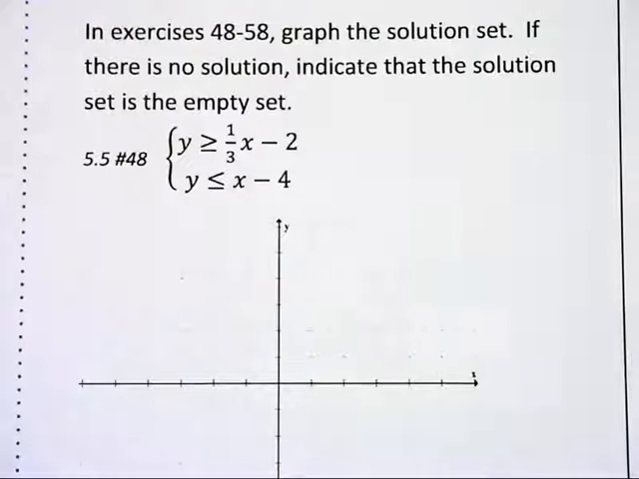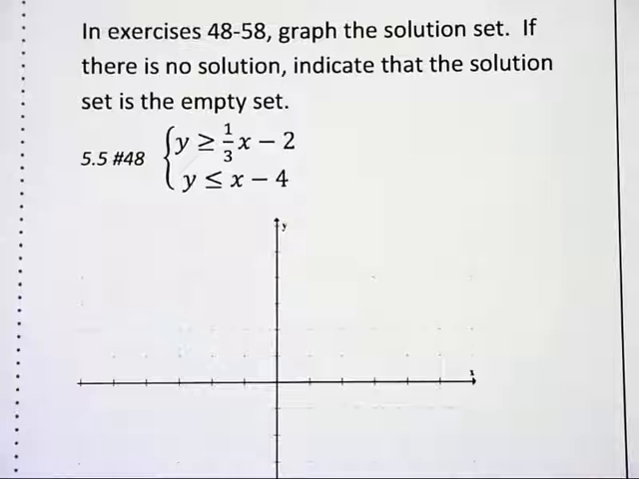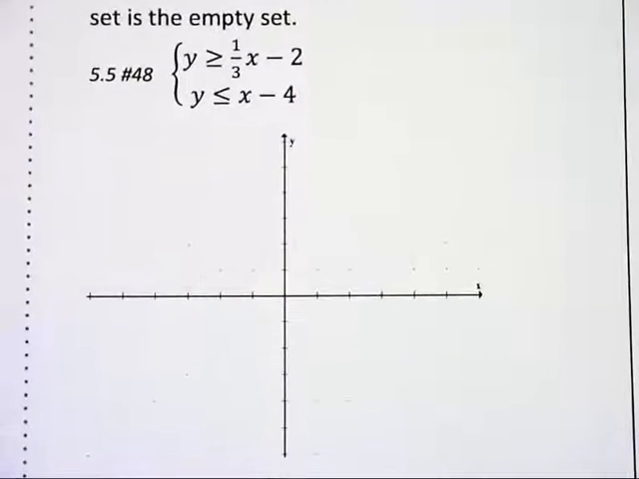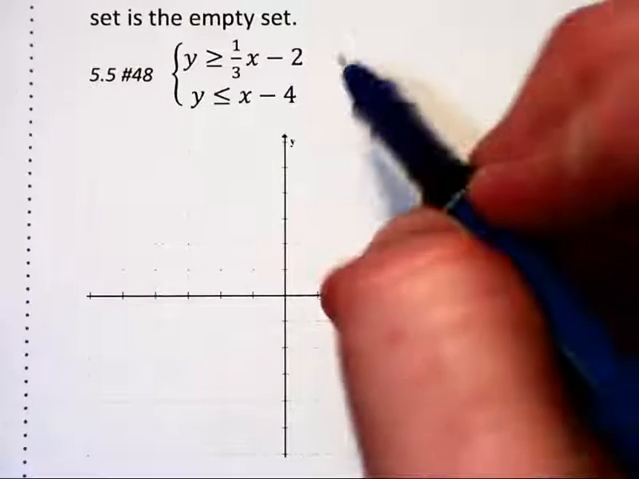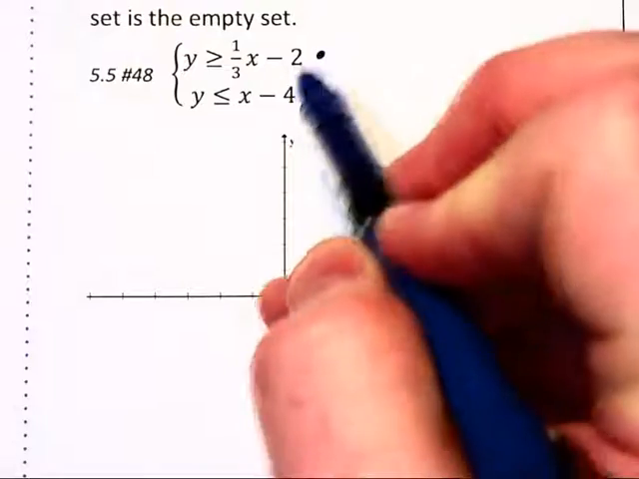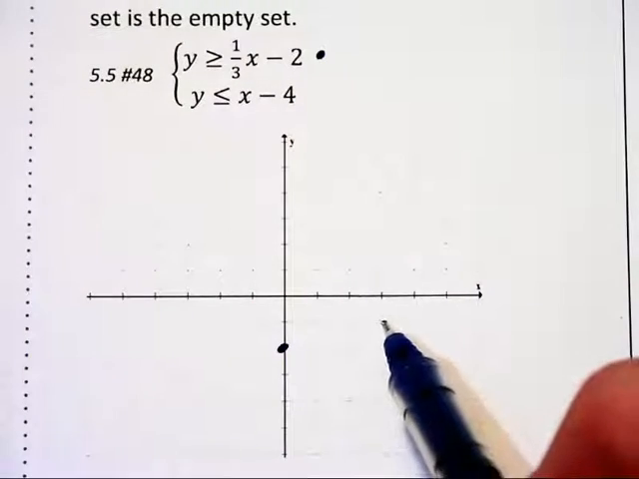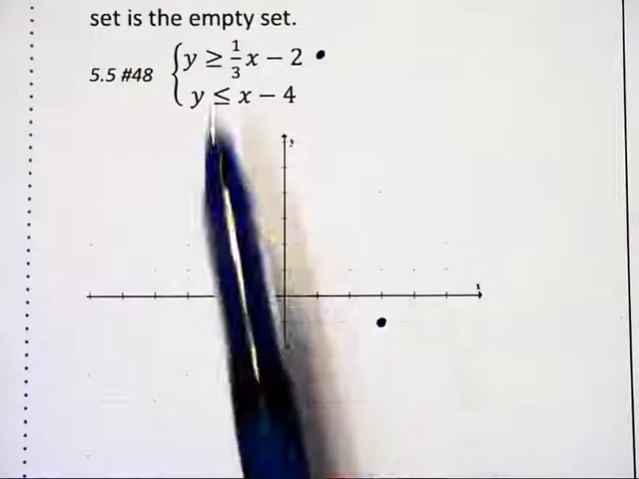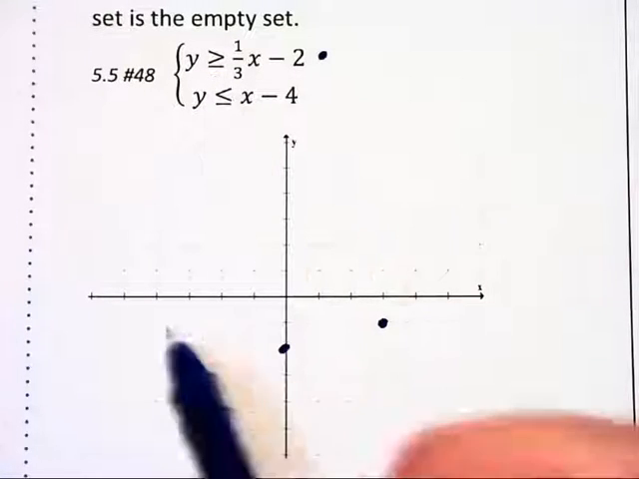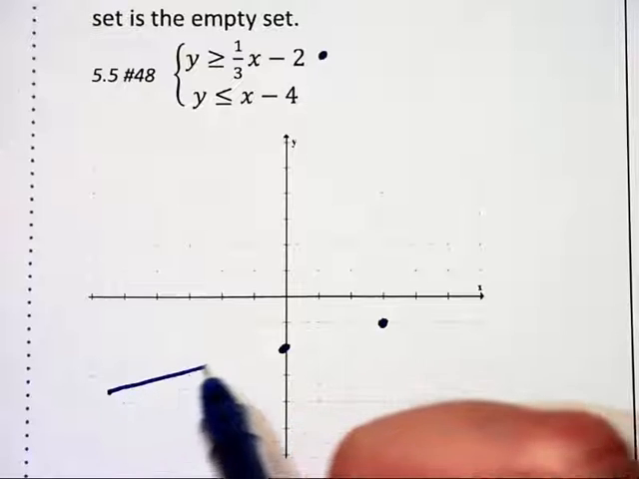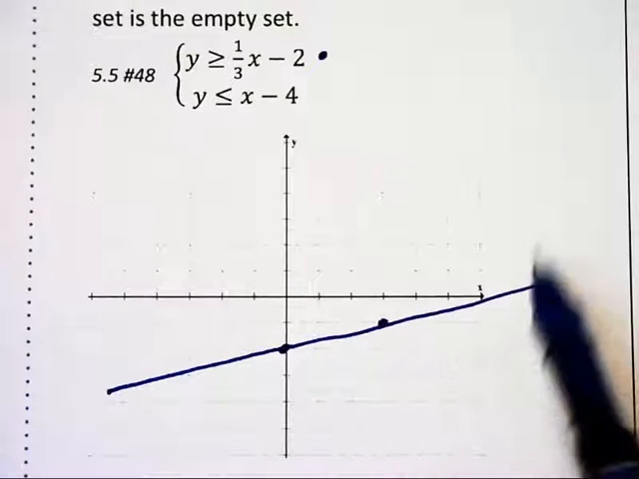Now we're going to have a system of inequalities. The first one here, which I will shade in blue, is going to have a negative 2 y-intercept and a slope of 1/3, up 1 and over 3. Notice how equality is included, so this will end up being a solid line.